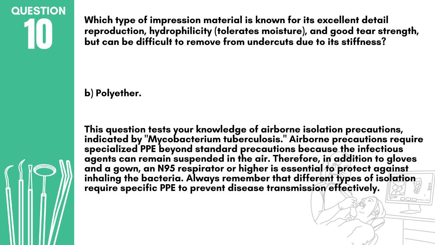Polyethers are known for their stiffness once set, making them challenging to remove from areas like interproximal undercuts without tearing the impression or potentially dislodging teeth. Polysulfides have an odor but less stability. VPS, silicone, is generally more hydrophobic, and condensation silicone has less dimensional stability.